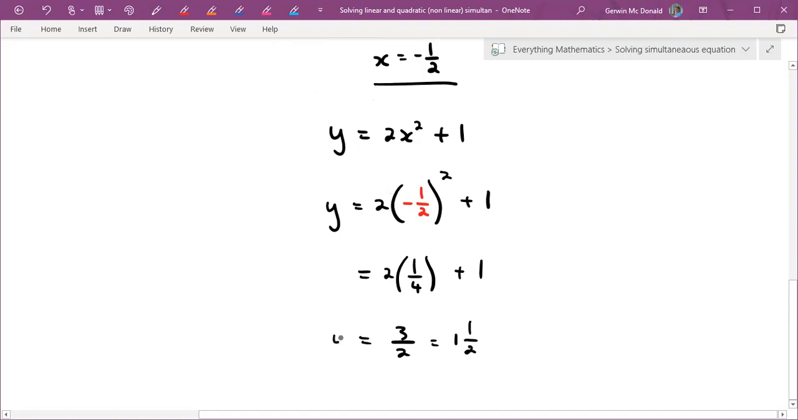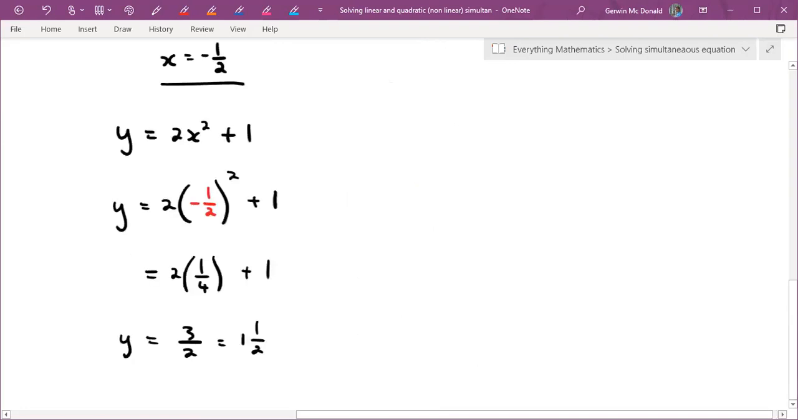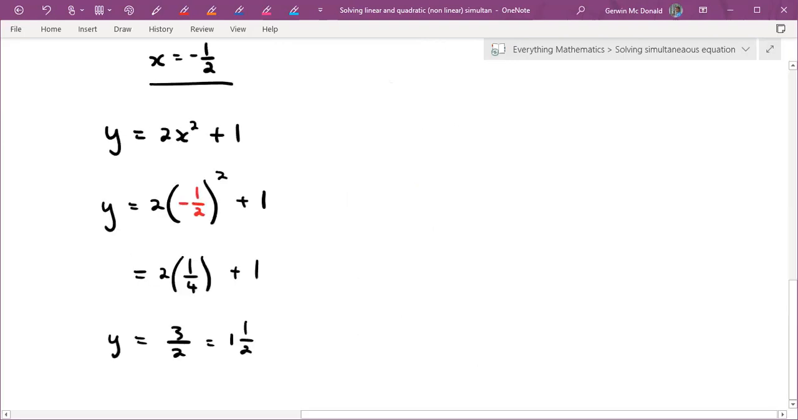Good? So that is what y is. So when x is equal to negative a half, the corresponding y value for that is 1.5. And that's the work that we just did there. And of course, we now need to find the other value of y when x is equal to 4.